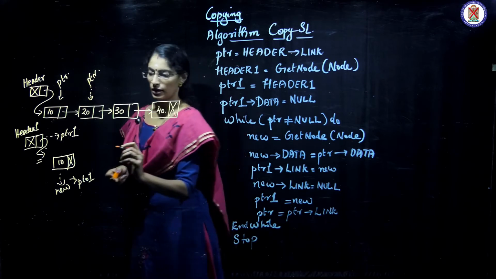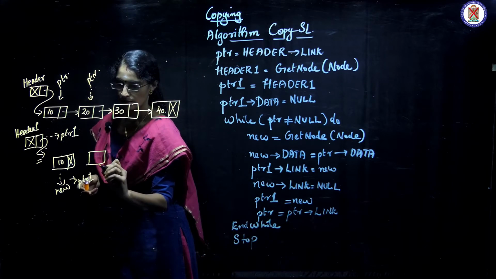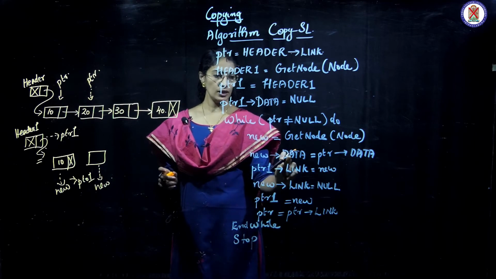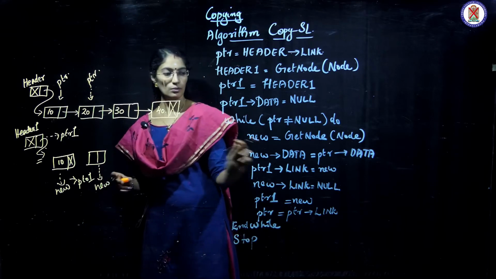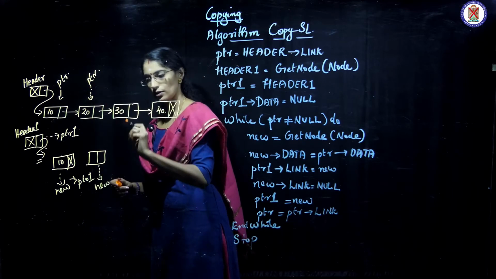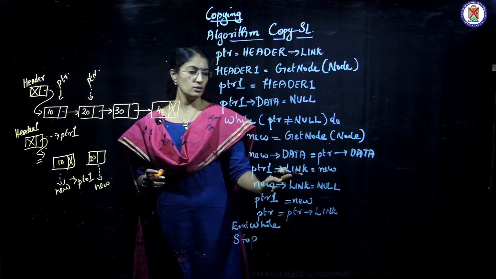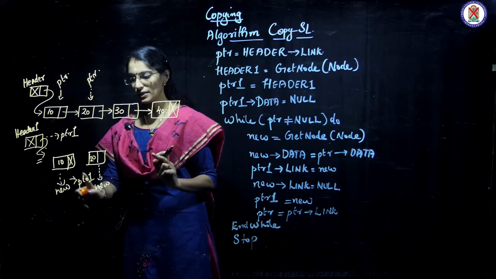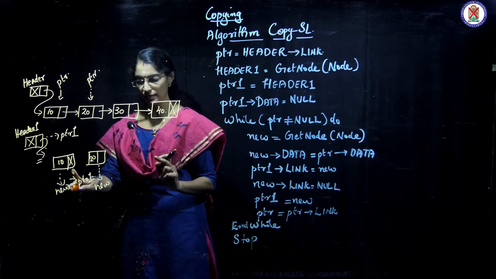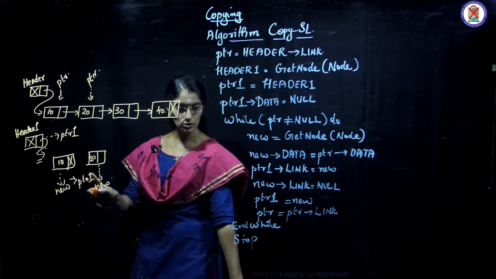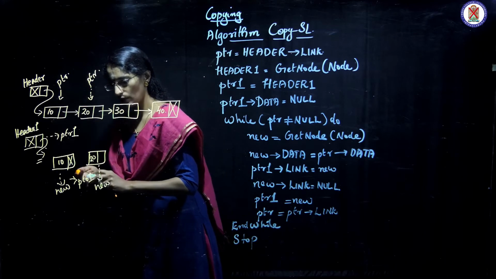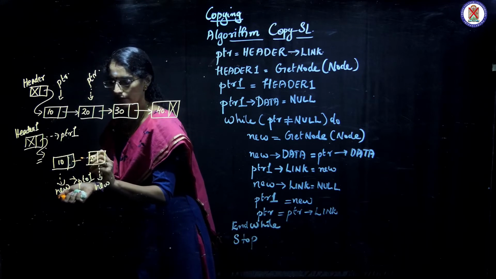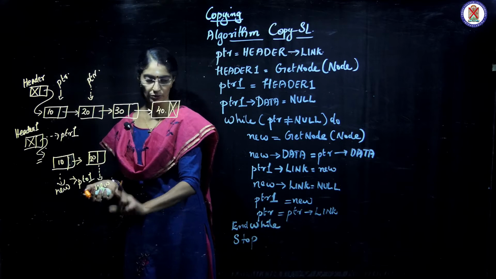Now we will go again. I have created a new node using the get node algorithm, and the data part of the new node will contain ptr of data. Ptr of data means it is the second node and it is 20. Ptr1 of link equal to new means now ptr1 is pointing to the first node of the duplicate list, and that link part will hold the address of new. New means the second node. So what happens? Before it was null, and that will be overwritten with the address of the new node.